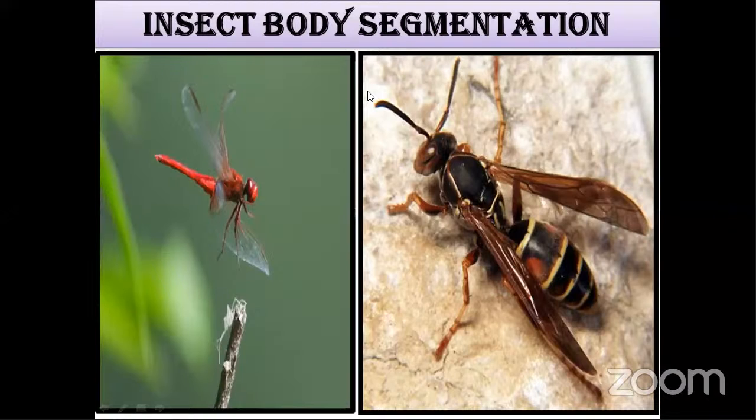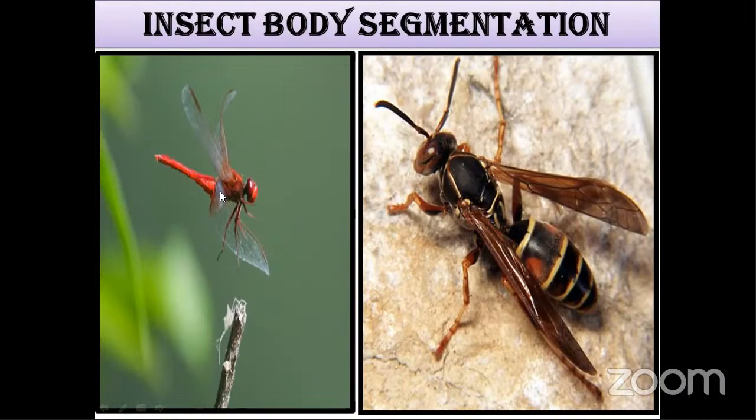Within the head region, there are six segments. In the thorax region, there are three segments. In the abdomen, there are 7 to 11 segments. A segment is nothing but a somite or metamer. In primitive arthropods we called them somites or metamers, but nowadays we call them a segment.